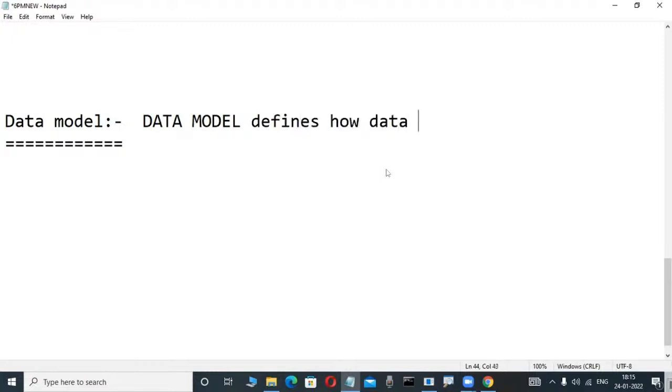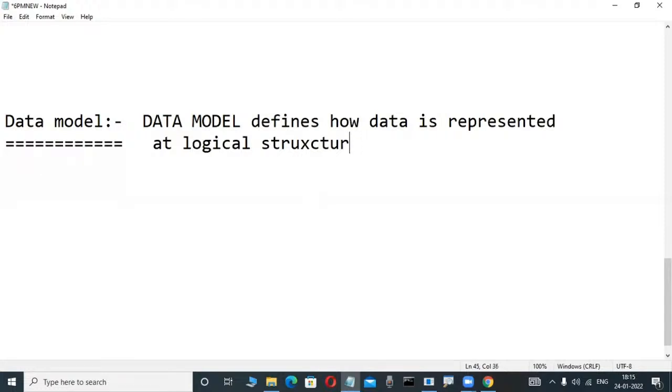Okay, data model. A data model represents how data is represented at the logical structure of the database. How easy is that definition? Observe it here: the logical structure of the database.